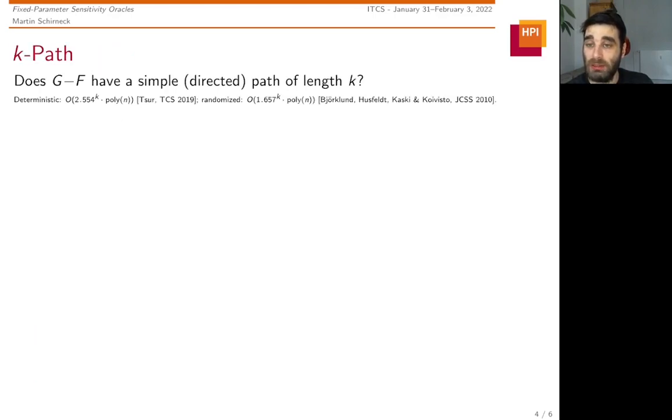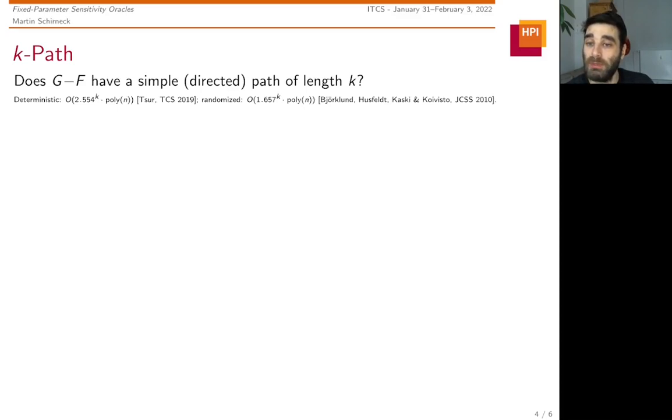In our second example problem, we are discussing k-path, which is the question whether the graph with specified edge failures has a simple path of length k. Our solution works both for directed and undirected graphs. The fastest deterministic algorithm runs in time 2.554^k times some polynomial. And if you allow randomization, you can do it in 1.657^k times a polynomial.